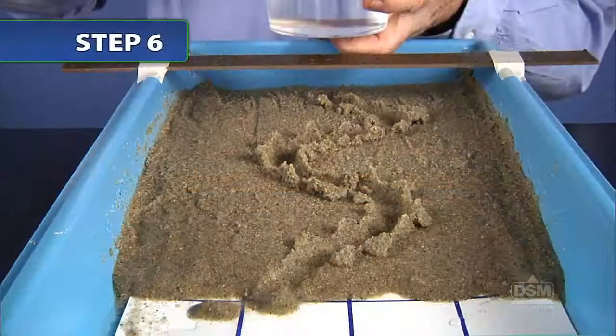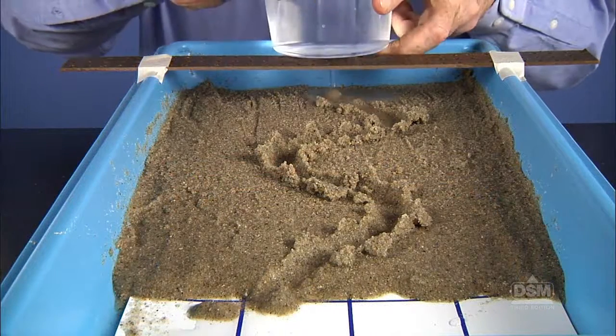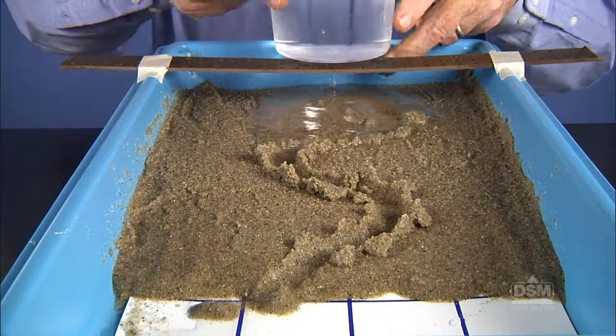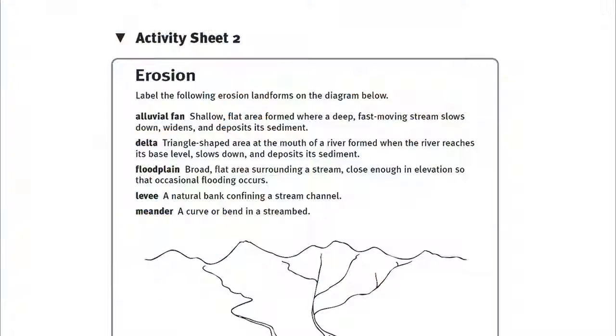Instruct the students to place a finger over the hole in the plastic container. Fill the container with water, then remove their fingers and allow the water to drain into the stream table, and observe how and where the sand erodes. Distribute a copy of Activity Sheet 2 to each student.